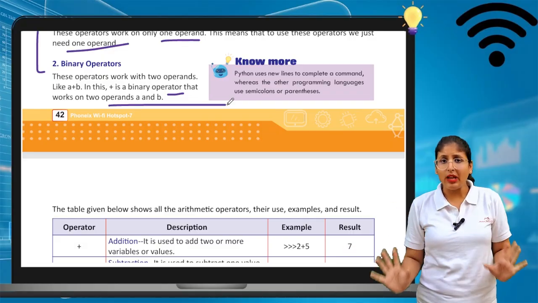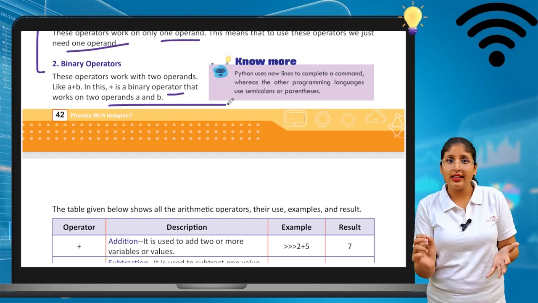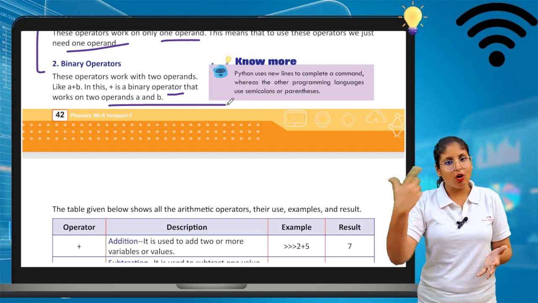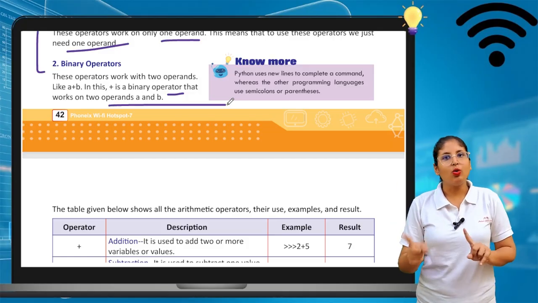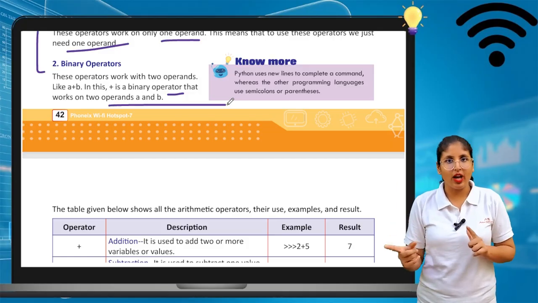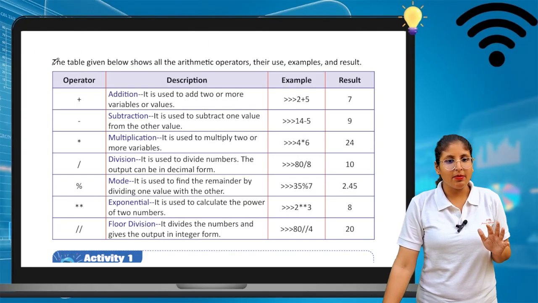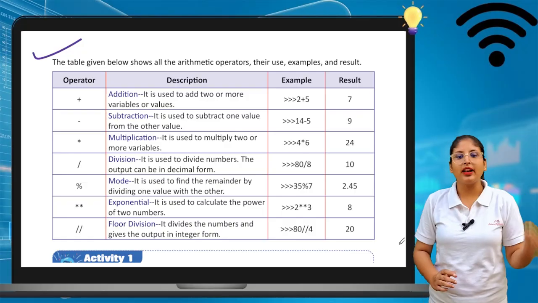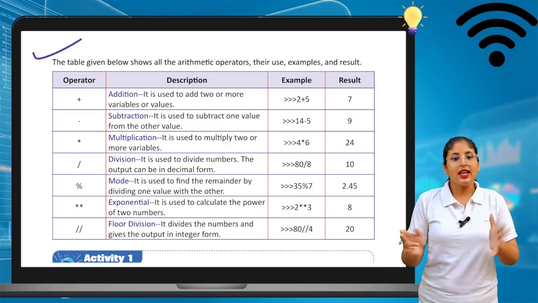2 plus 4, we all know it's 6. Okay, so 2 and 4 are operands and the plus sign is the operator. So the operator is the plus sign, and the operands are 2 and 4, the numbers which we are using. So these are the things. Okay, now we will see the table given below, which shows all arithmetic operators, their uses, examples and results. So we will see all these things.